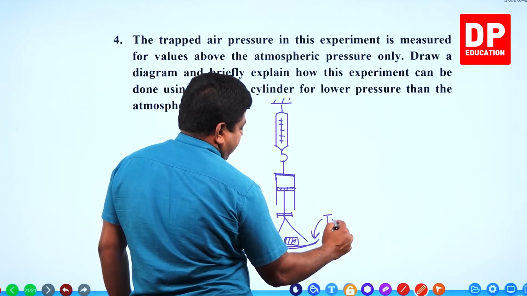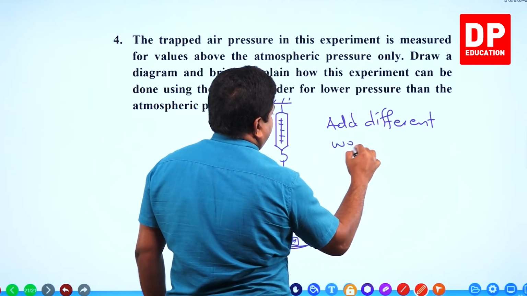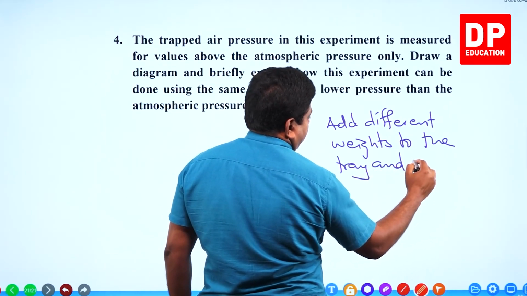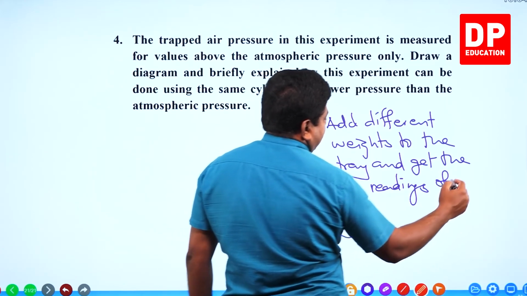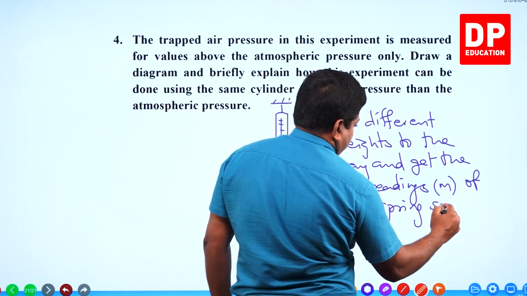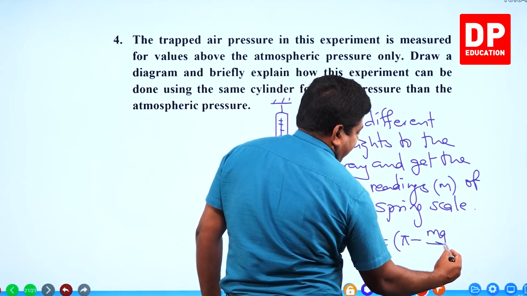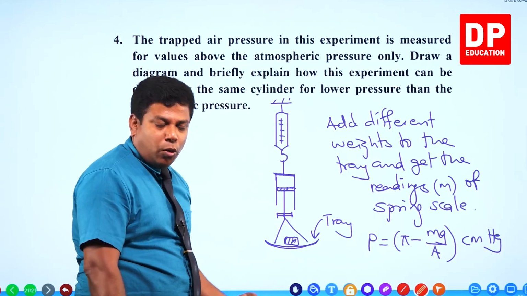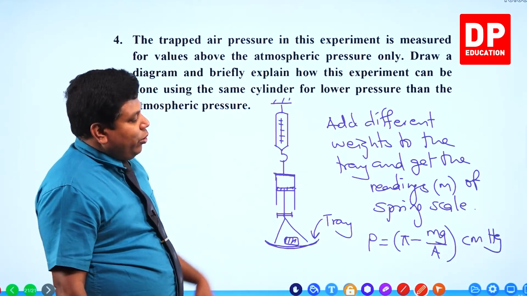Right? So here we can say, add different weights to the tray and get the readings of the spring scale. Let's say the readings are M. Now the pressure will be P minus mg over A, centimeter mercury or millimeter mercury. P minus mg over A, because you are pulling it out. Earlier you were compressing, pressure increases. You pull it out, you give more space, volume increases and the pressure drops. Right? This is how we can do the same experiment.